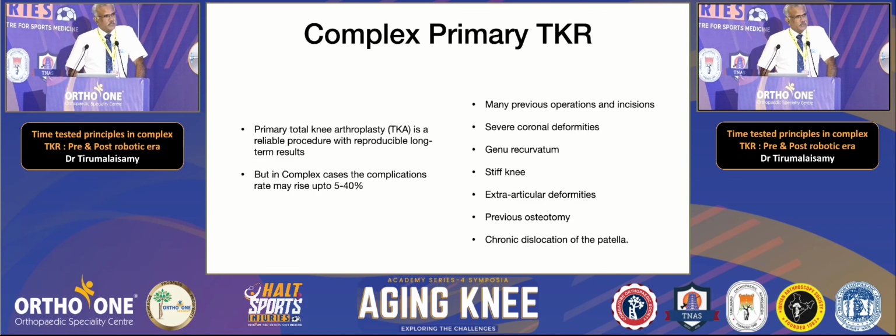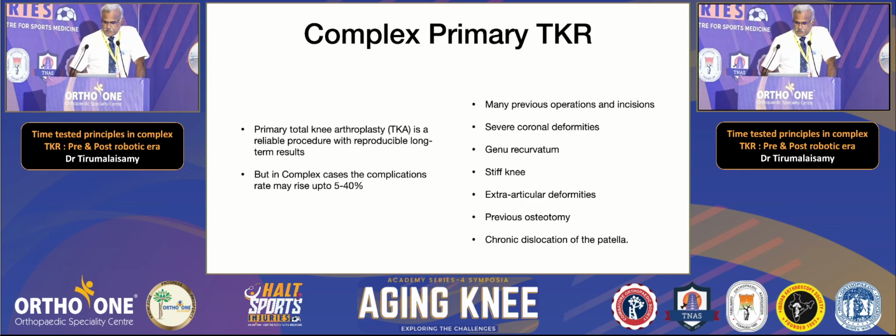We all know that primary knee replacement has reproducible good results, but in complex cases, the complication rates are relatively high. It could be up to 40%. What are complex primary TKR? A patient who has many previous operations and incisions, severe coronal deformities like 30 degrees or more of valgus or varus, severe flexion contracture, genu recurvatum, stiff knee, arthrodesed knee, extra-articular deformities, previous osteotomy, chronic dislocation of patella.